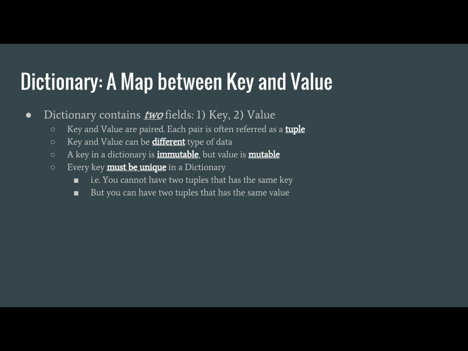But in other words, you cannot have two tuples that have the same key. So in other words, if I want to solve the problem of two Tom Smiths, I cannot just put two Tom Smiths as a key to the dictionary. But I can have Tom Smith A, Tom Smith B, and have different phone numbers associated with them.